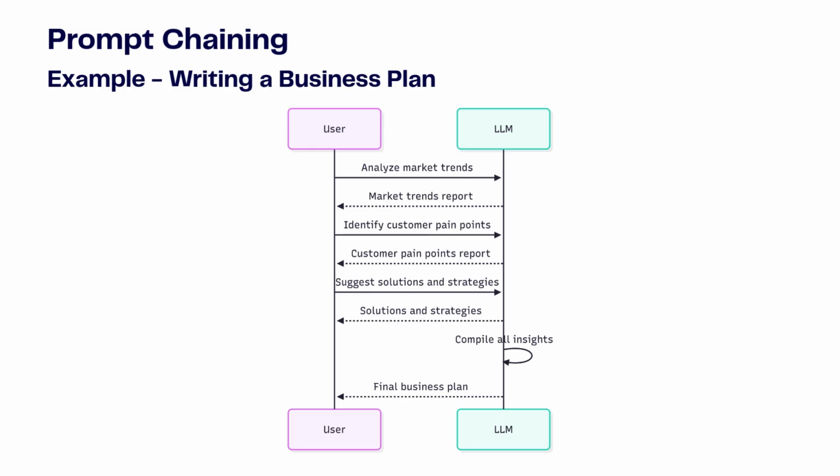Start by asking the LLM to analyze market trends. Next, identify customer pain points. Suggest possible solutions and strategies. Finally, combine all these insights into a well-structured business plan. Breaking the task into stages makes it easier for the LLM to handle, resulting in a more accurate and organized final plan.